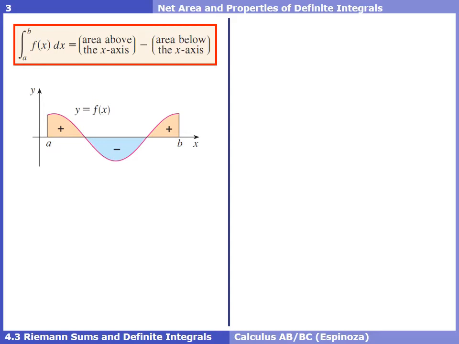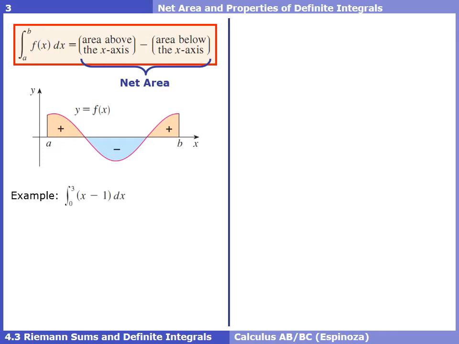So when we're finding the area under a curve from A to B, if we have area above the x-axis, we define that as positive area. If we have area below the x-axis, we define that as negative area. And of course, if we're trying to find the area from A to B, we would add the areas above the x-axis and subtract away the areas below the x-axis. That is what we call net area.